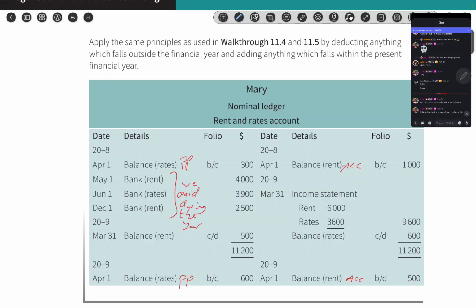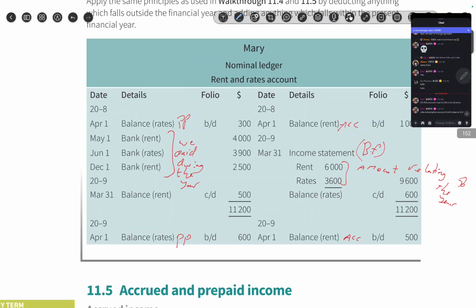And this is the income statement, which is the amount relating to the year. And this is the last thing we do. This is the balancing figure. Balancing figure means that every single thing is done. You total this, you total this. Whatever amount is left, for example, this side is going to be lesser, whatever amount is left, you're going to record it over here.